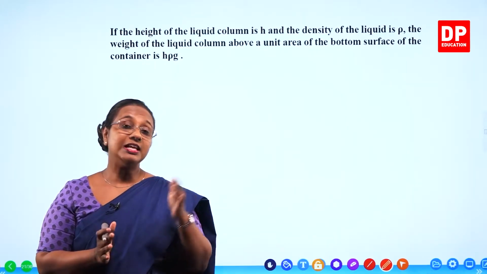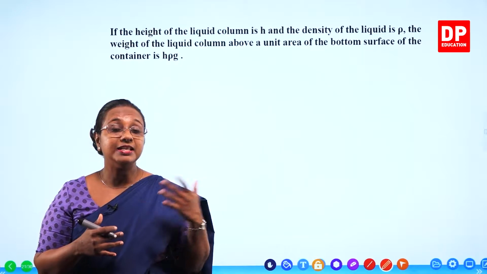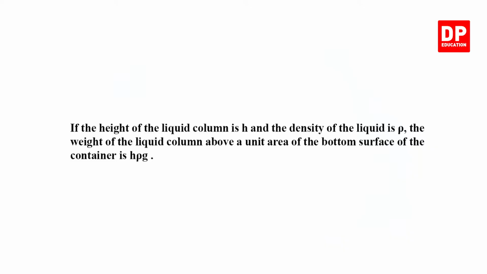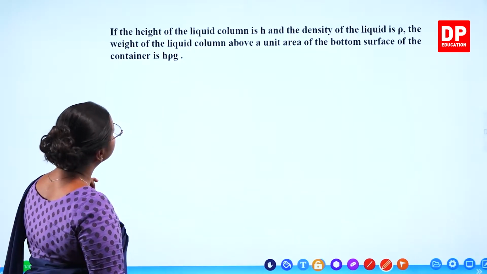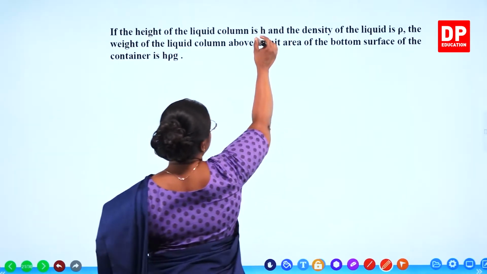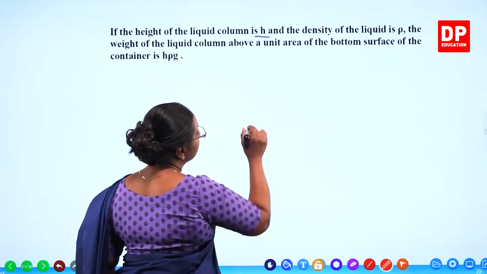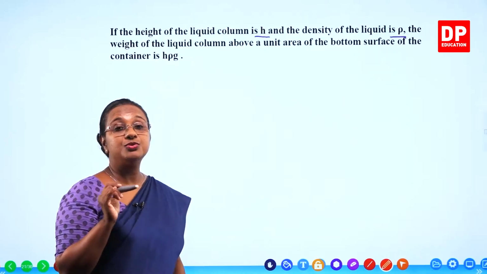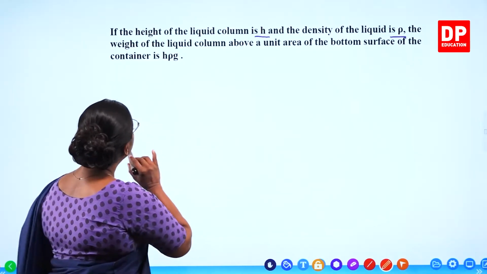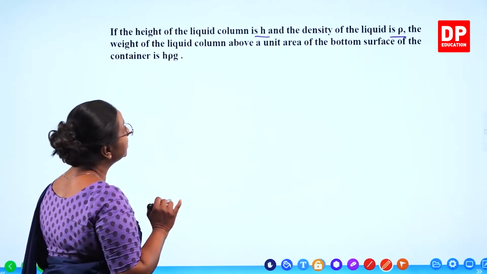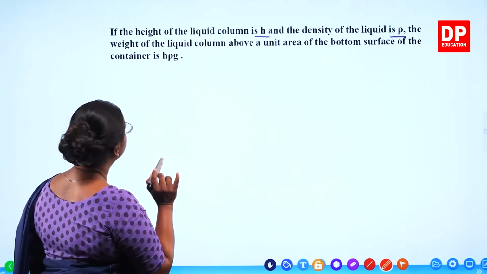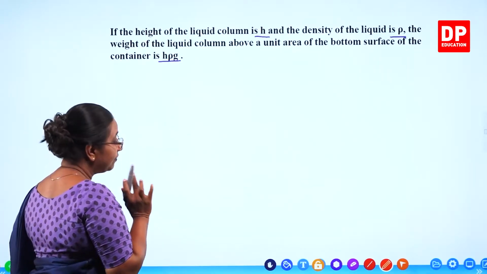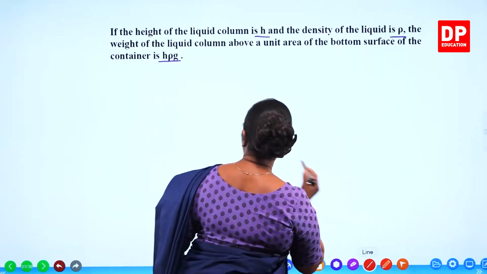So I told you all in this chapter, I will start by deriving the equation for liquid pressure. If the height of the liquid column is h and the density of the liquid is rho. Now that letter is rho. Rho is used to denote density. The weight of the liquid column above a unit area of the bottom surface of the container is h rho g. So this is what we need to derive.